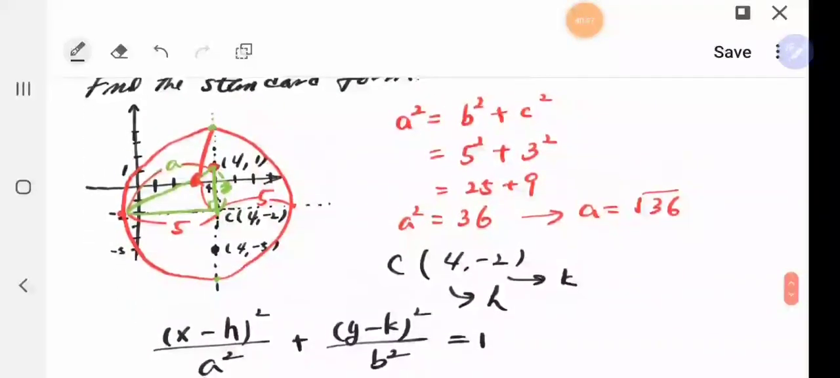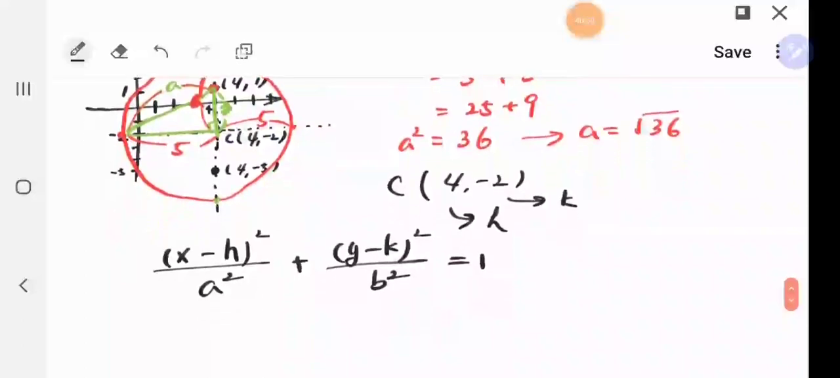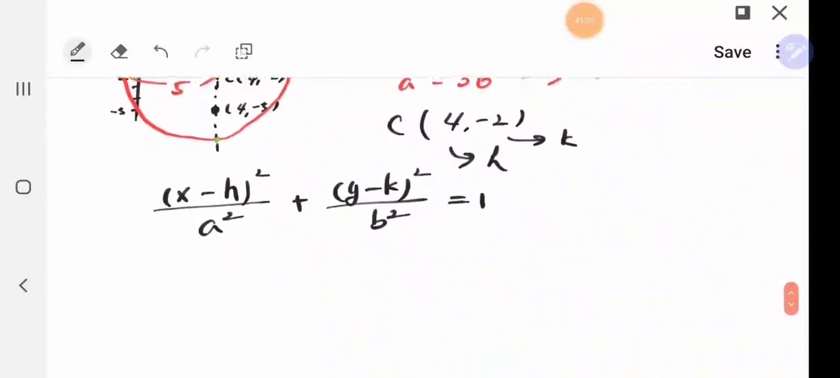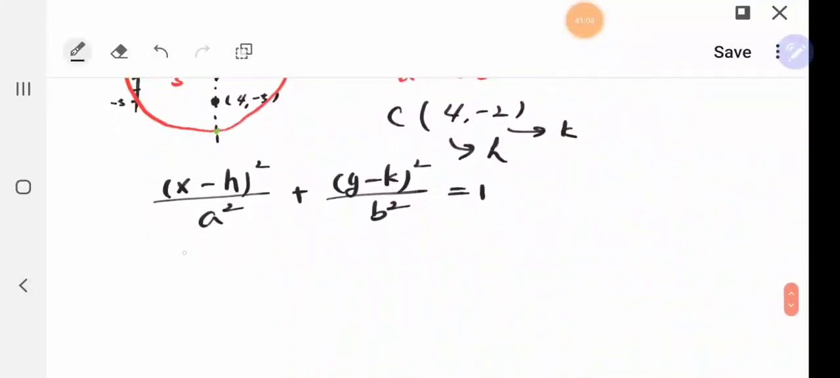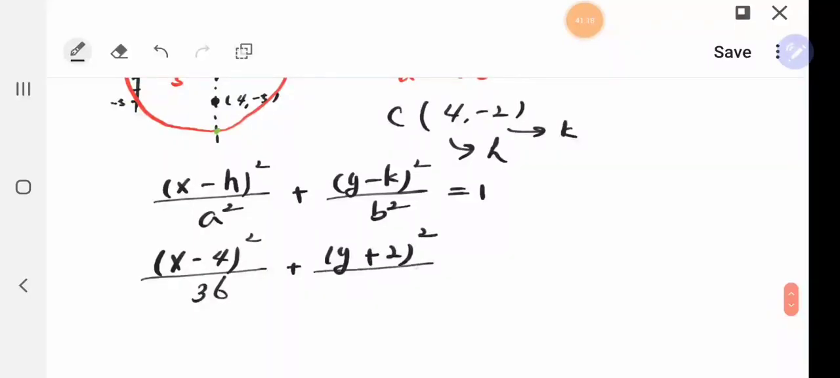Okay, and then we found it. So the equation will be x minus 4 squared over 36 plus y minus negative 2, which will be positive 2, squared over 5 squared, which is 25, is equal to 1. So this will be the equation of the ellipse.